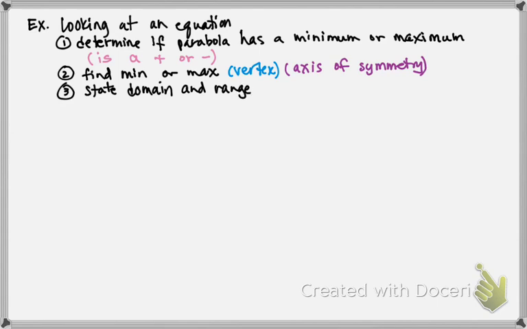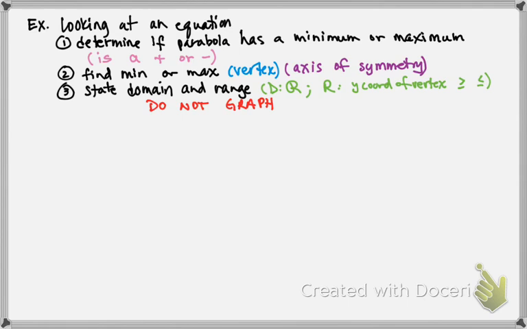And if you remember, the domain will always be all real numbers, and the range is going to start with the y-coordinate of the vertex, and depending upon the way the parabola is facing, you're either going to have a greater than or equal to, or a less than or equal to. Now, in this problem, you are not going to graph, okay? Do not graph. So you're just going to look at the equation and draw these conclusions.